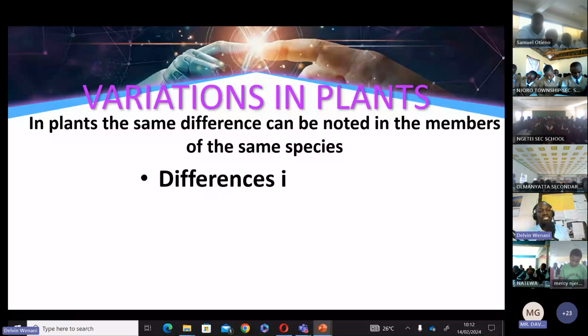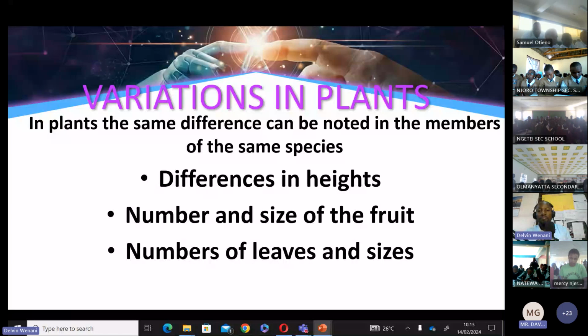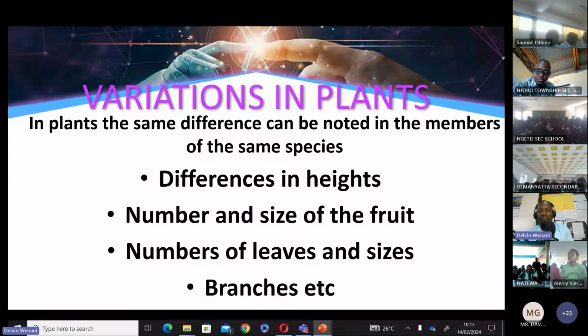Another one is the number of leaves and sizes. They may be from the same species, but the number and sizes of leaves are different. Then branches and so on. If you look at plants, you may see the differences in them. You have planted plants of the same species, exposed them to the same environment, but you discover there are some differences in terms of their heights, the size of their fruit, the number of leaves and sizes, branches, etc. That shows that that's a variation.